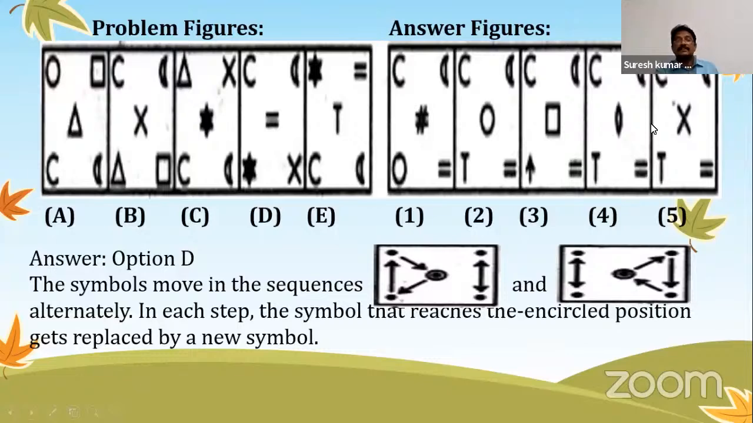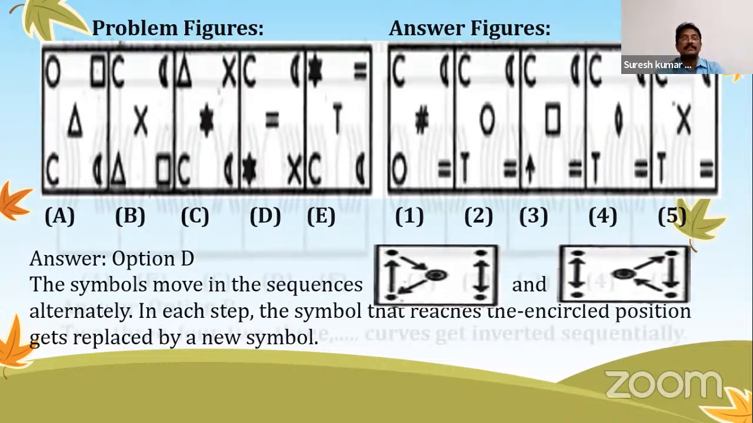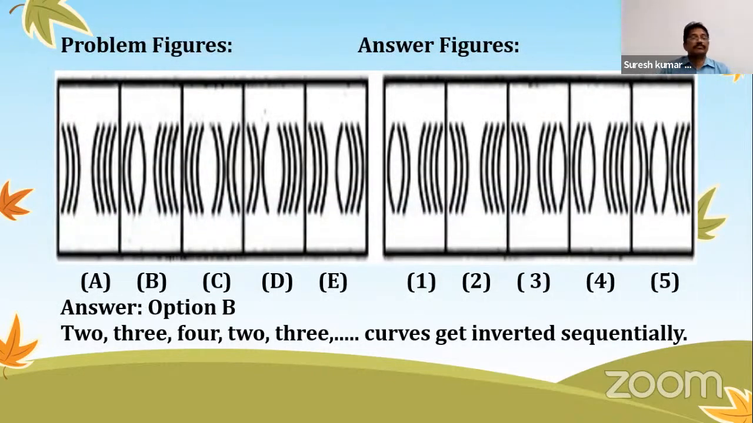So when you go for the D, you can see the same features. You have to find it. So this is very important. So you have to find the things very clearly. Okay. So option D is the correct one. Okay. Now move to the next one.